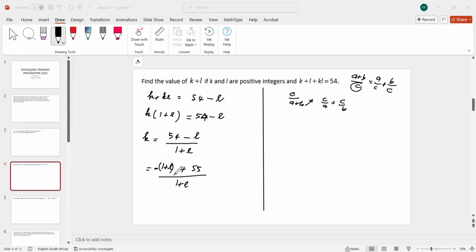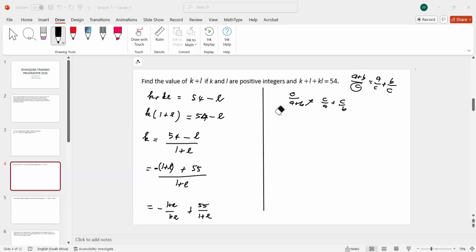And now these two are exactly the same. But I had to put a minus sign here because I got a minus L here. If I had 2L here, then I'd have to put a 2 there. See? So now I've got my 1 plus L, but there's a minus sign in front. But I can say that this over this is what I've got here. A plus B over C is A over C plus B over C. So this is minus 1 plus L over 1 plus L plus 55 over 1 plus L.